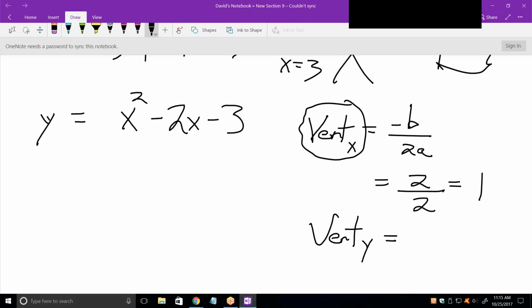Wait, do you substitute the result of that equation for the original equation? Exactly. So we just substitute 1 in for y in the first equation? Not for y, but for x. That's the x-coordinate right there. 1 is where the vertex is going to happen. It's when x equals 1. The question is, where is y when x is equal to 1?